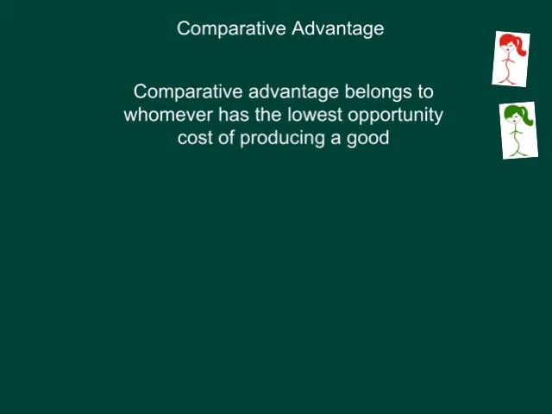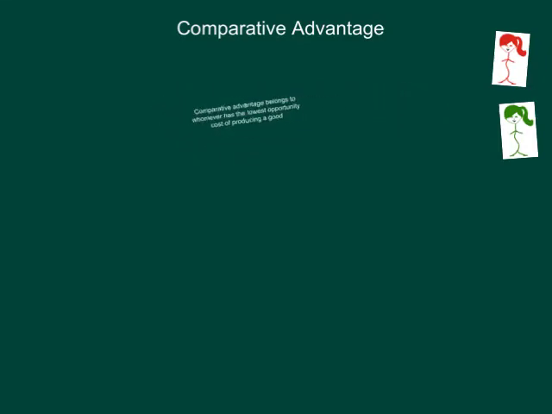We're going to take a look at the concept of comparative advantage. We just took a look at the idea of opportunity cost, and we're going to use that theory when we're talking about comparative advantage. So you need to understand opportunity cost in order to understand comparative advantage. Basically, the definition of comparative advantage is that the comparative advantage belongs to whomever has the lowest opportunity cost of producing a good. So let's put that definition away up here, and let's talk about a scenario.